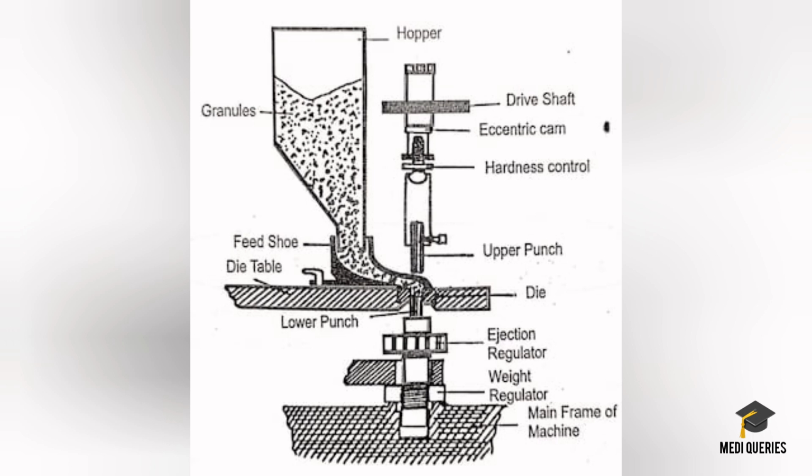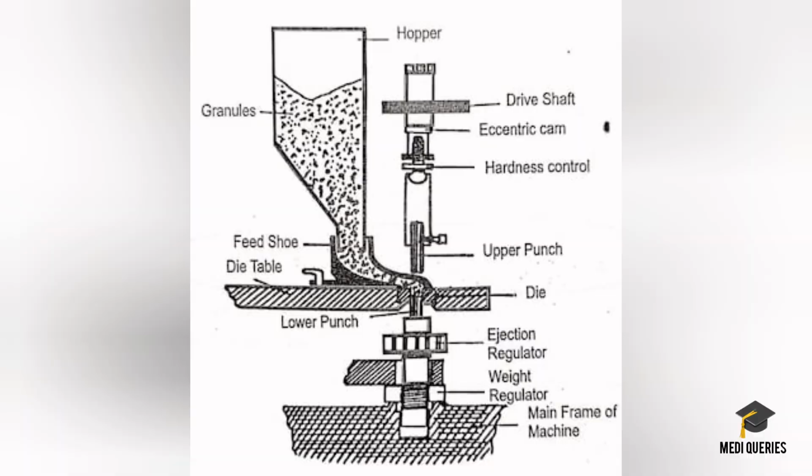The cam track mainly controls the motion of the punches here, ensuring precise timing during the filling, compression, and ejection. Other components include pressure rollers, ejection cams, and dust extraction ports. So each part must be aligned correctly to produce the tablet safely and consistently here.